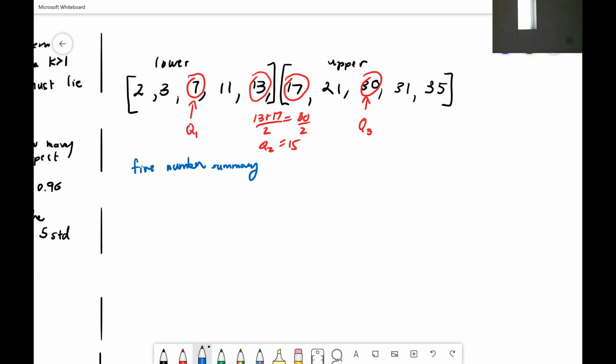5-number summary. So what's our minimum here? 2. What's our max? 35. What's our first quartile? What's our second quartile? What's our third quartile? Okay.